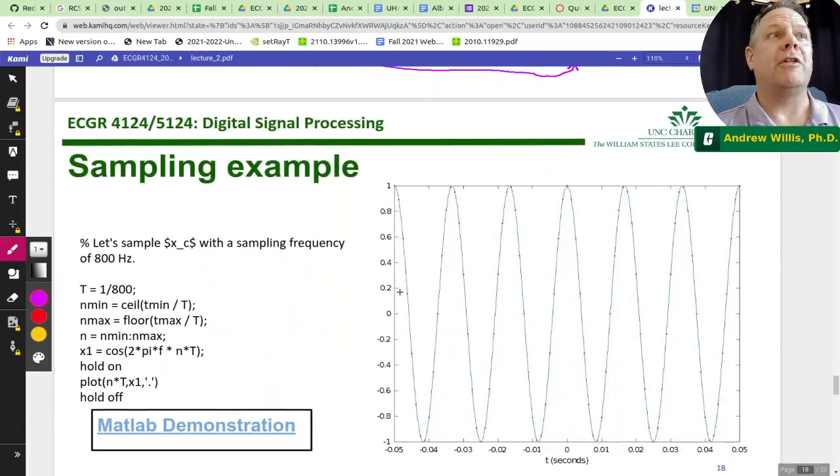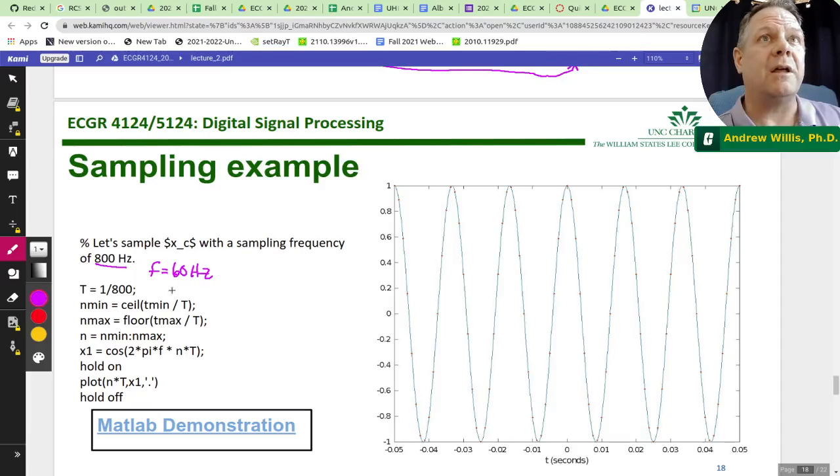Okay, here's another sampling example. In this example, we've got a continuous frequency. What do we have here for our frequency? This says sampling frequency of 800 hertz, right? I think that f is still 60 hertz, so it's not on the slide, but T is 1 over 800. So that means that fs, the sample frequency, is 1 over T, which is 800 hertz.